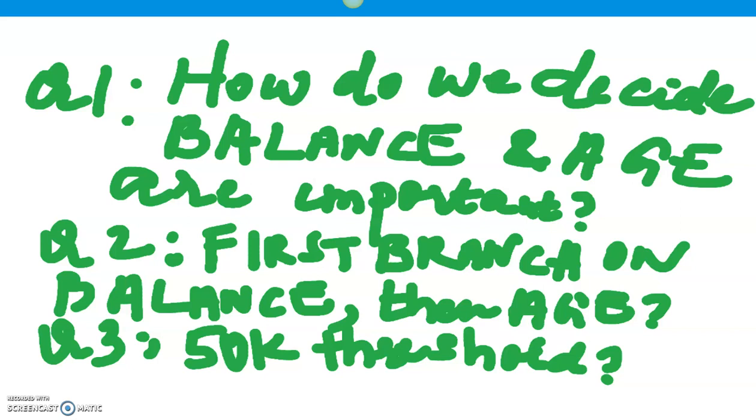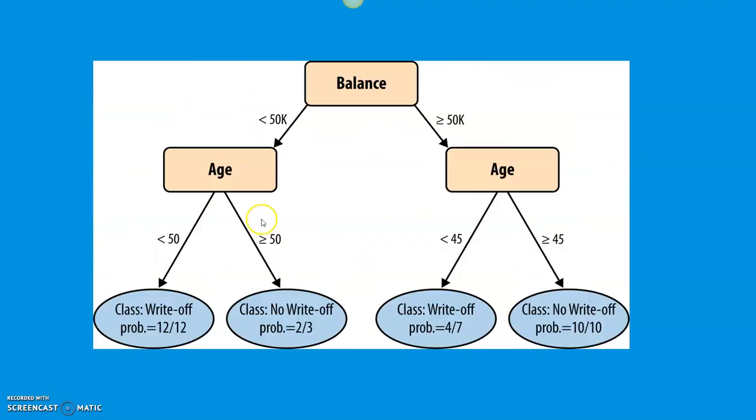Then the second question is, how did we decide that balance is more important than age? In the sense, we first branched on balance and only then on age. Why did we not first branch on age and then go to balance? How did we decide this particular sequence or order? That should be keeping you awake.